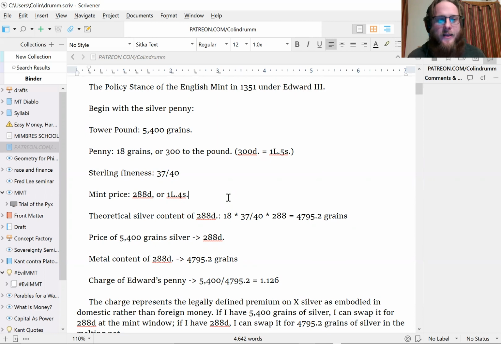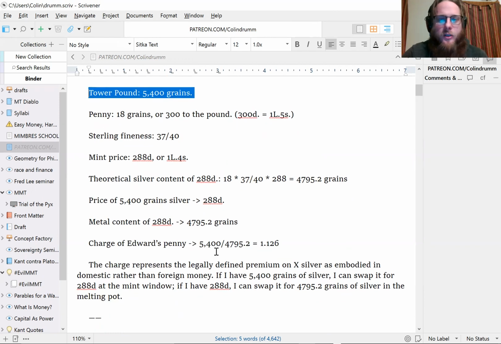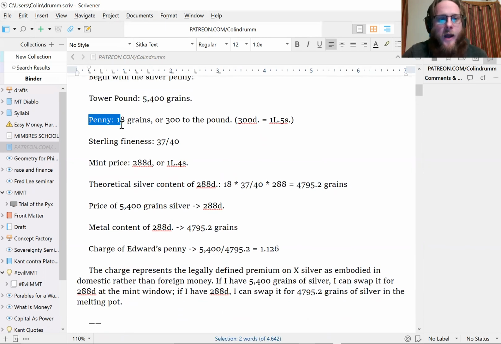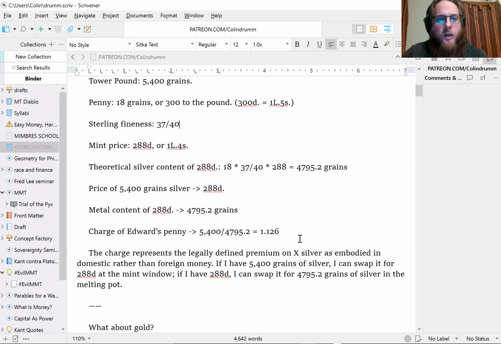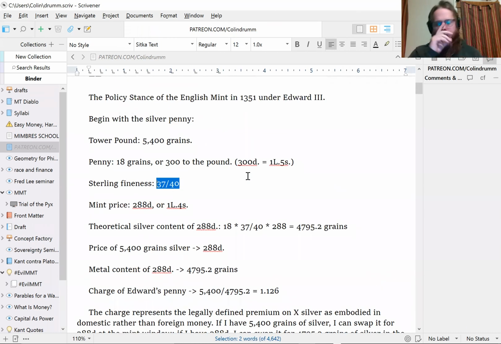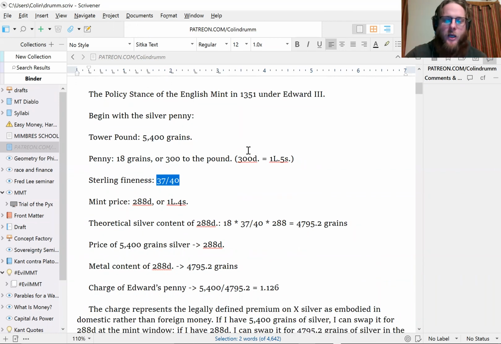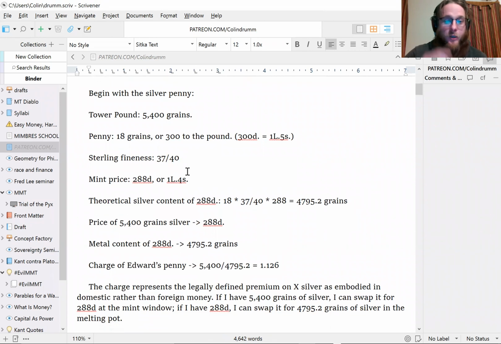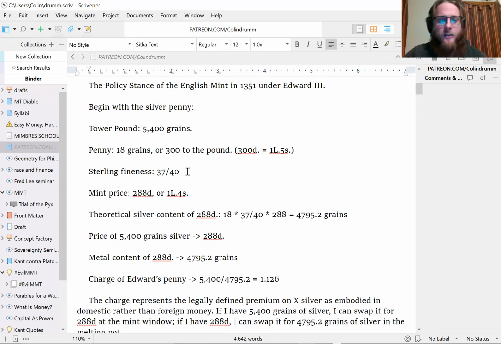So in 1351, the English monetary system was defined in this way. We have a tower pound of 5,400 grains, and that's what the merchant sells to the mint. We have the penny, defined as 18 grains, or 300 to the pound. So 5,400 divided by 300 equals 18. And 300 pence is 1 pound 5 shillings. The penny is also defined at the sterling fineness. This is an older value for sterling fineness. The Edwardian value for sterling was 37/40, or 92.5%. So that's the legal definition of a penny.